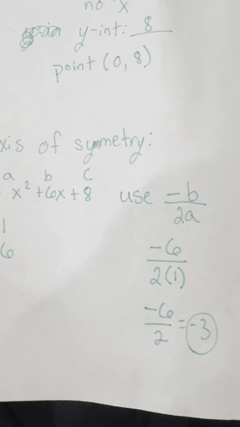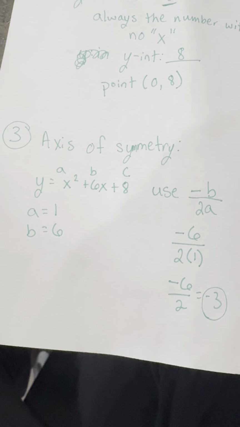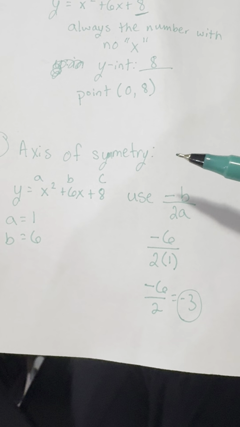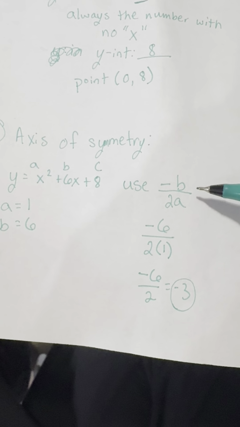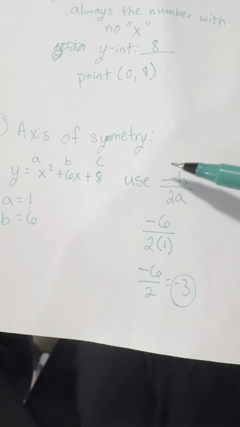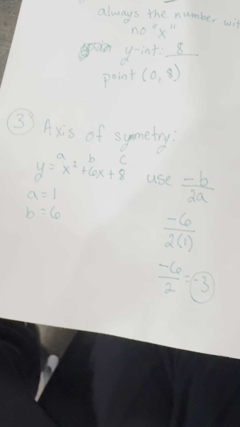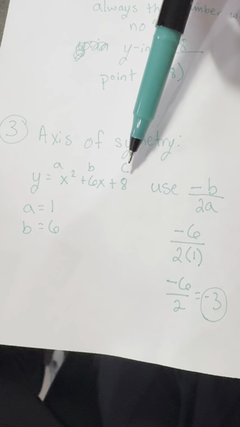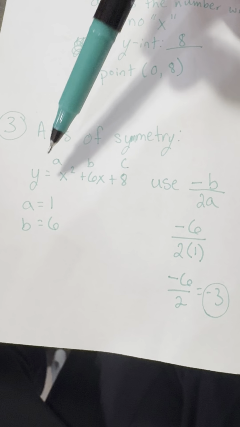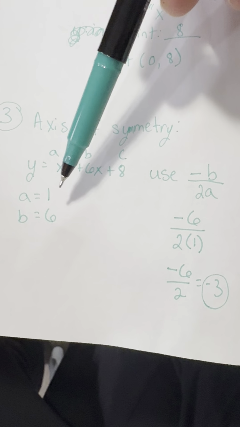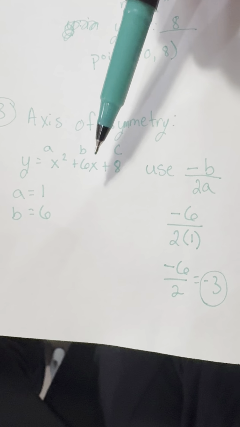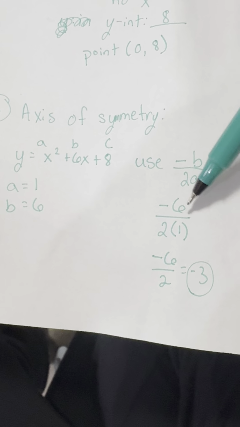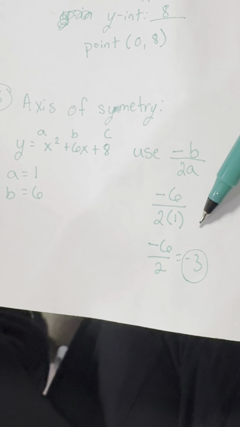After we have found our y-intercept, we need to find that middle point between our 2 x points. So we're going to use our axis of symmetry. So we have -b over 2a is what we're using. Use that every single time. If you need a refresher from last unit, it goes a, b, and then c. So a is equal to 1, b is equal to 6. So we plug that into our formula, -b, so we're going to have -6 over 2 times 1.